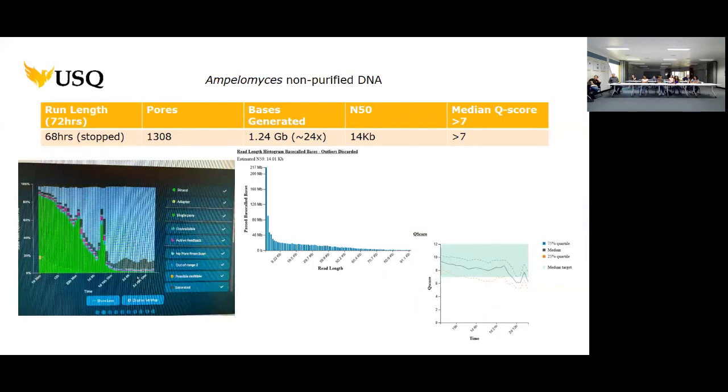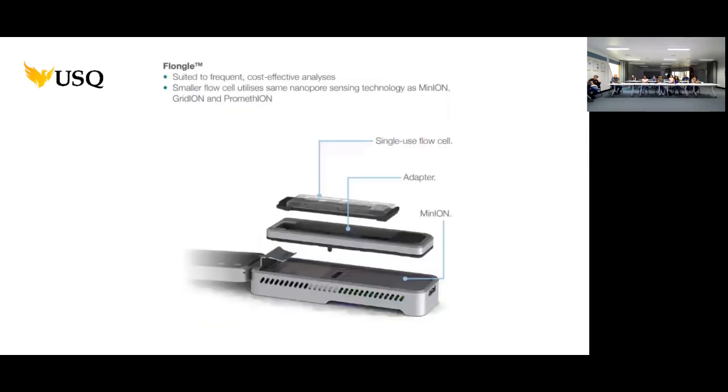You can see on the quality score graph as well, towards the end there it's getting really dodgy, so the quality has dropped right off. It's not a good run at all, and that's what you will see if you don't have pure DNA to start with.